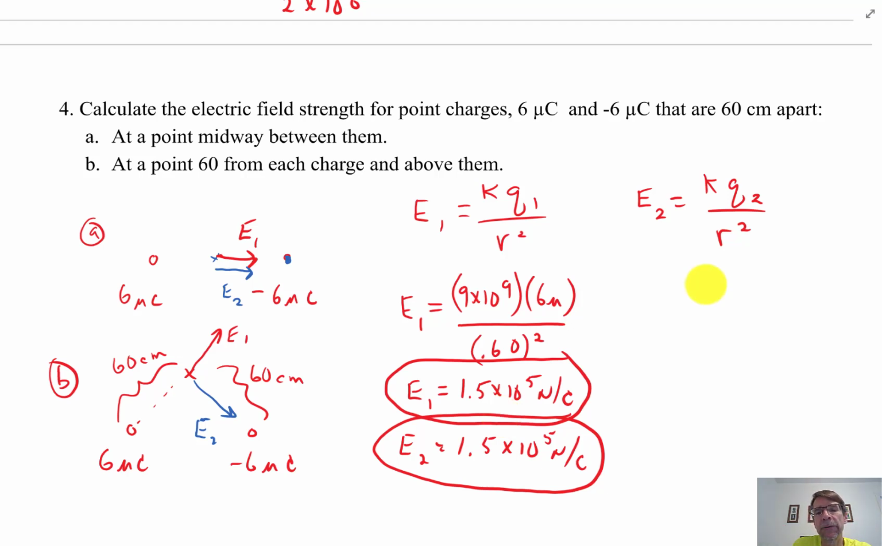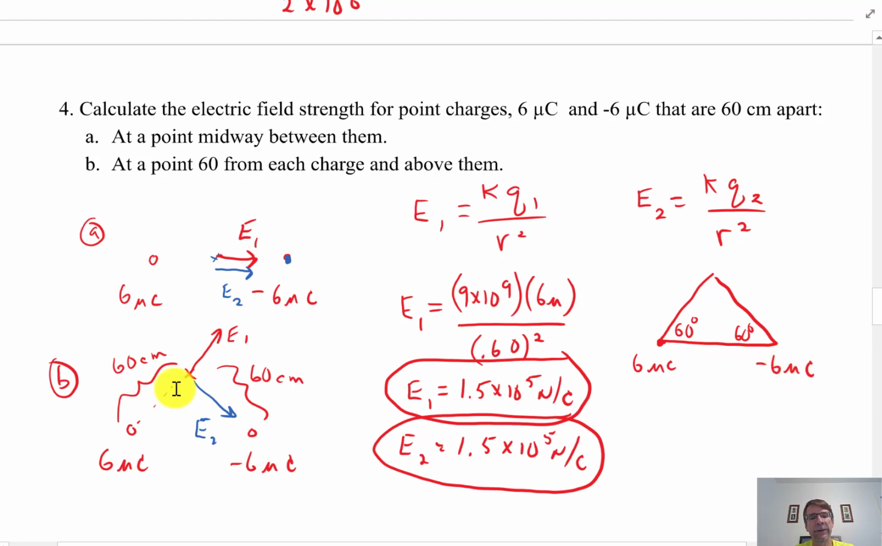In other words, I'm going to draw the triangle shape of the configuration like this. All right, that's the triangle shape of the configuration. 60 degrees, 60 degrees. In other words, I have my positive 6 microcoulombs here. I got my negative 6 microcoulombs down there. I'm just transferring from way over here. I'm not going to draw on top of that one. And then the location I'm talking about is up here at the top. And I've got my E1 up like that. And I got my E2 like this.